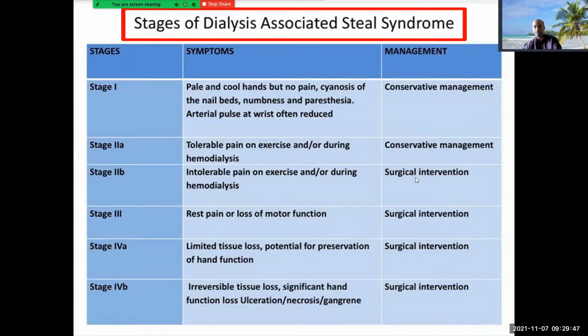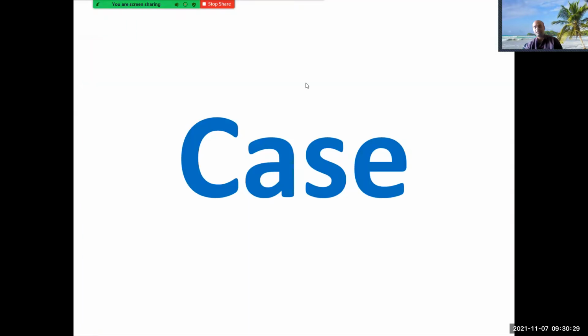If the patient cannot tolerate the pain during each dialysis, please refer to a surgeon. Wrist pain or loss of motor function, surgical intervention. Limited tissue loss with potential for preservation of hand function, surgical intervention. Irreversible tissue loss, significant hand function loss, ulceration, necrosis, gangrene, please surgical intervention. You know when to refer and when to give analgesic and wait with your patient. If it is just a pale, cool hand but no pain, no cyanosis, and the patient tolerates just mild numbness, you can deal with the pain. If the patient tolerates it with analgesic, that is okay. Otherwise, send the patient for intervention for the problem.